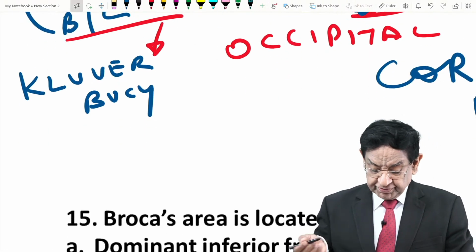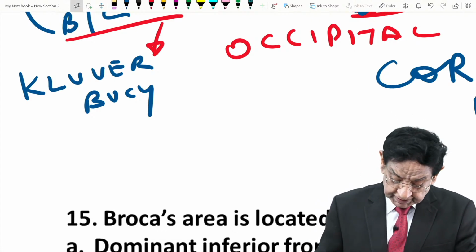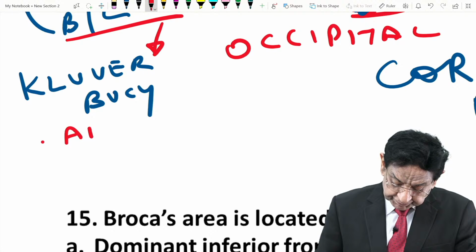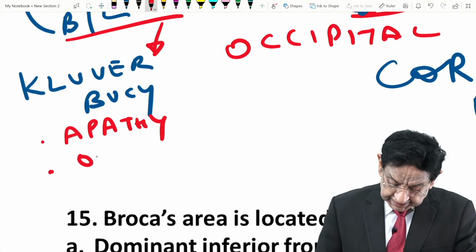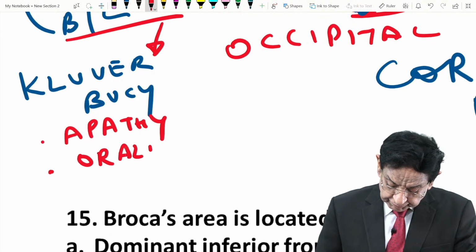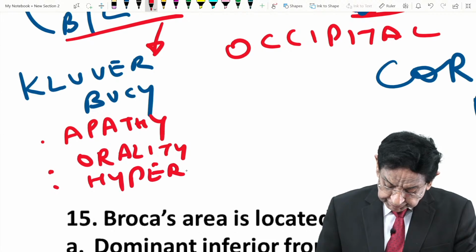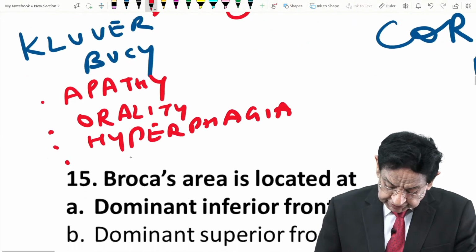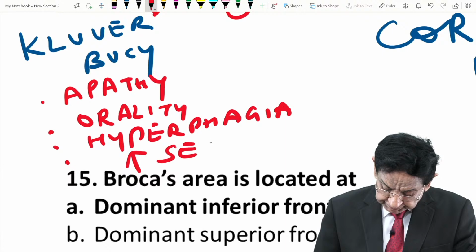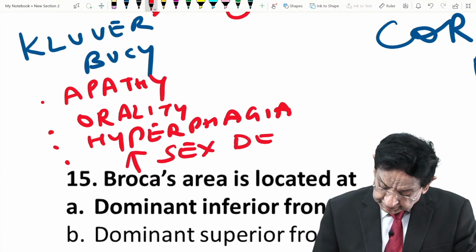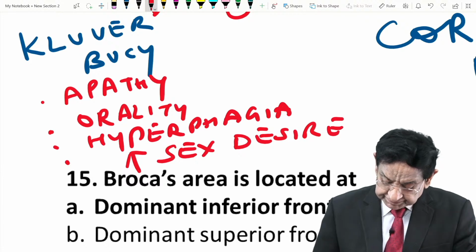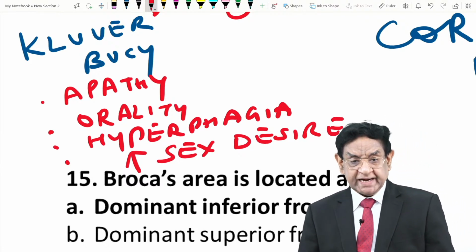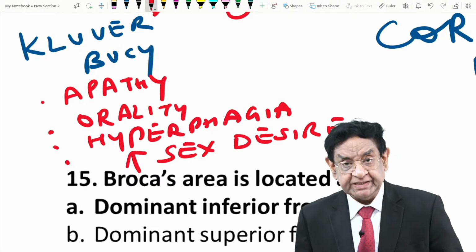What are the features of Kluver-Bucy syndrome? Apathy, orality, hyperphagia, increased sexual activity, increased sex desire. They are the features of bilateral temporal lobe lesion.